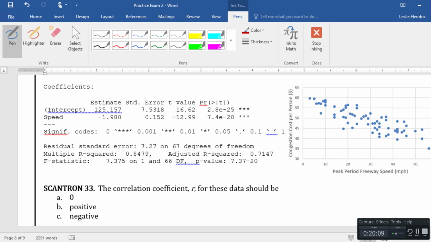Looking at the scatter plot, the correlation coefficient R for these data should be what? It's going to be negative because this is a downhill relationship that's showing in this plot.